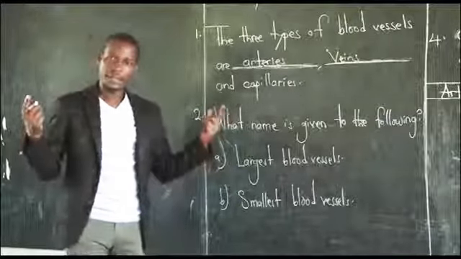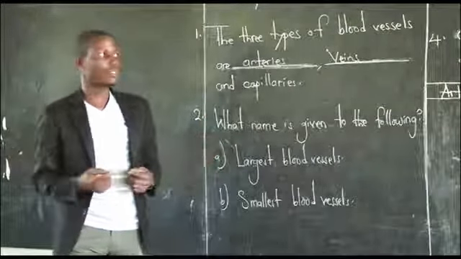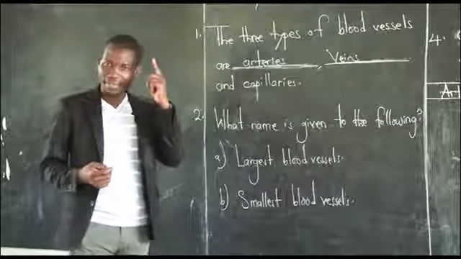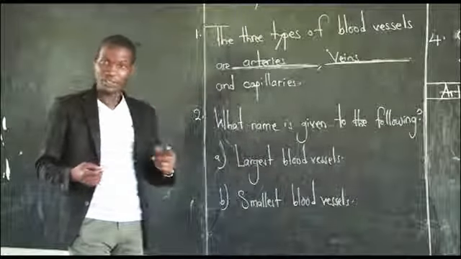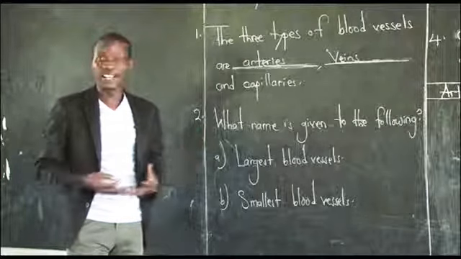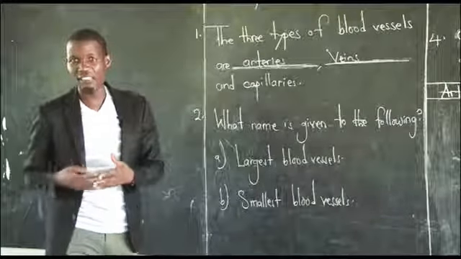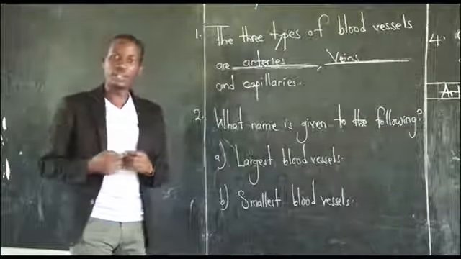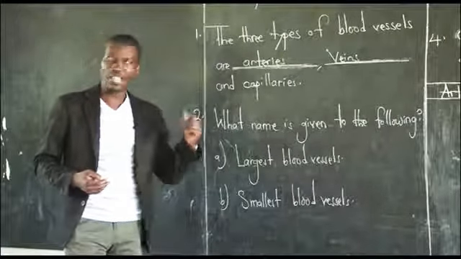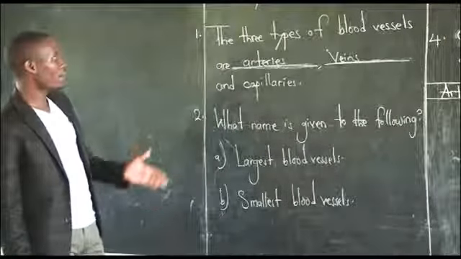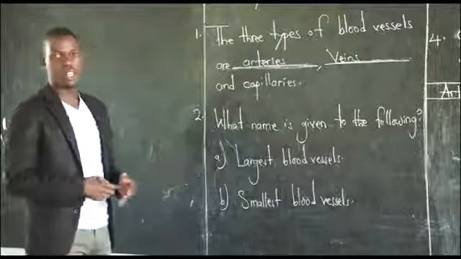Because we know that arteries are the largest blood vessels. And remember, the largest artery in the body is what? Aorta. And the veins are medium blood vessels, but the largest vein in the body is the vena cava, as we discussed last time. So, coming back to capillaries, they're the smallest blood vessels.